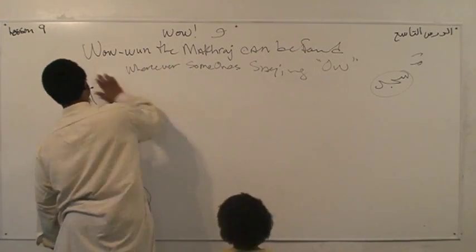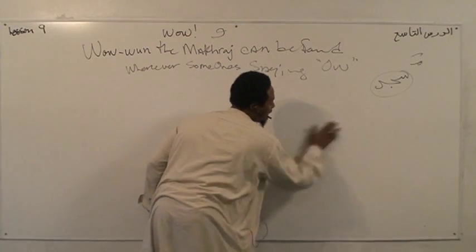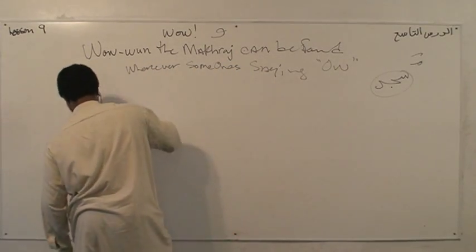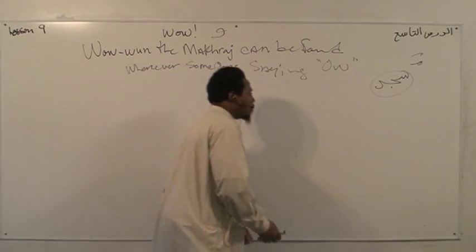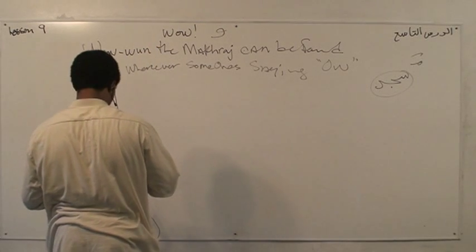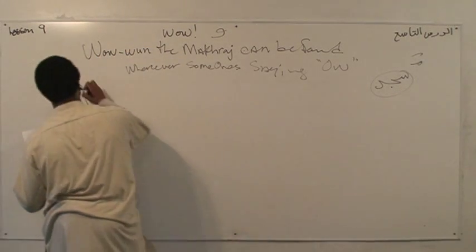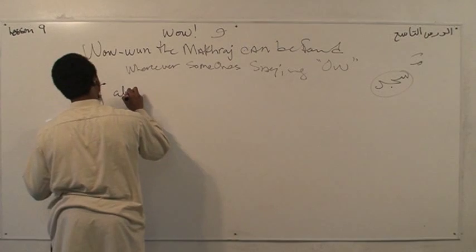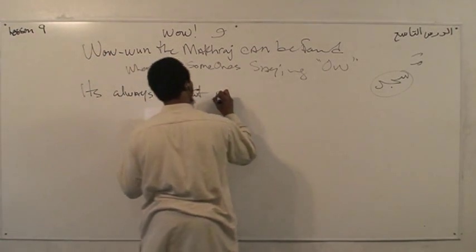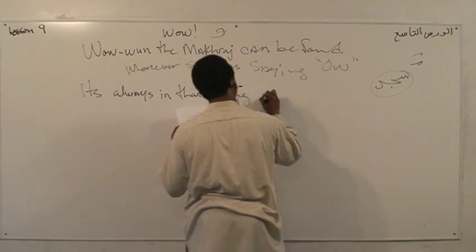And what you said also here, it teaches you how to find any makhraj by just putting that sound a before it and making the letter sukoon. WOW-WUN, the makhraj can be found wherever someone's saying ow. It's always in that gang yanmu. Say, it's always in that gang yanmu.